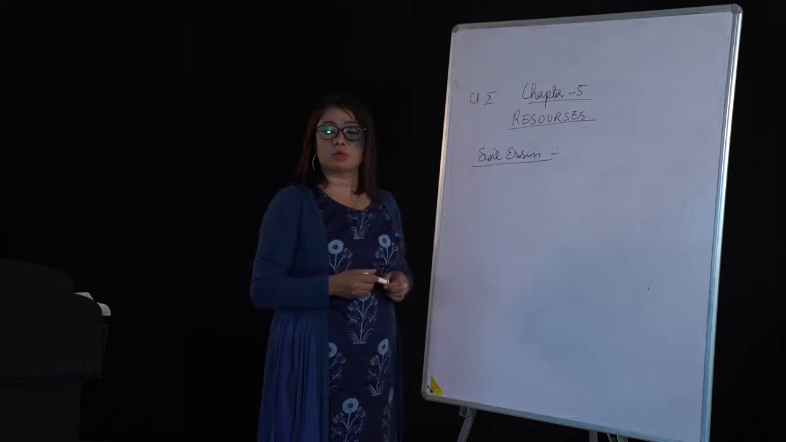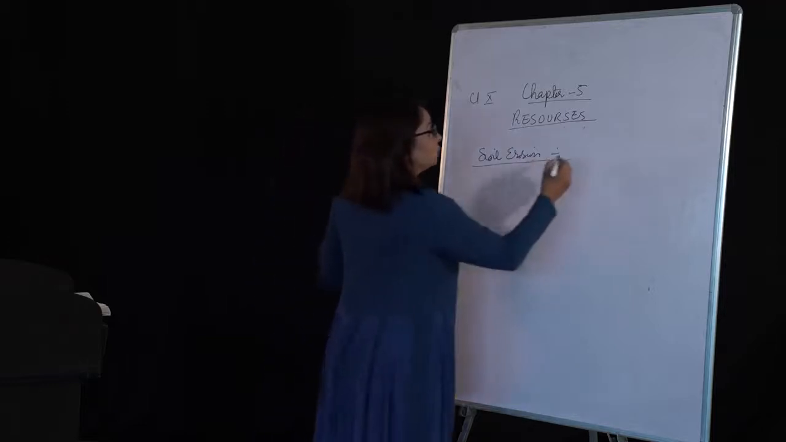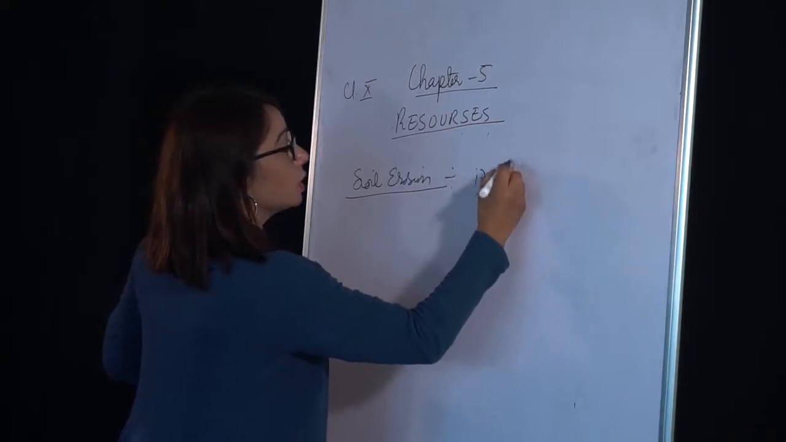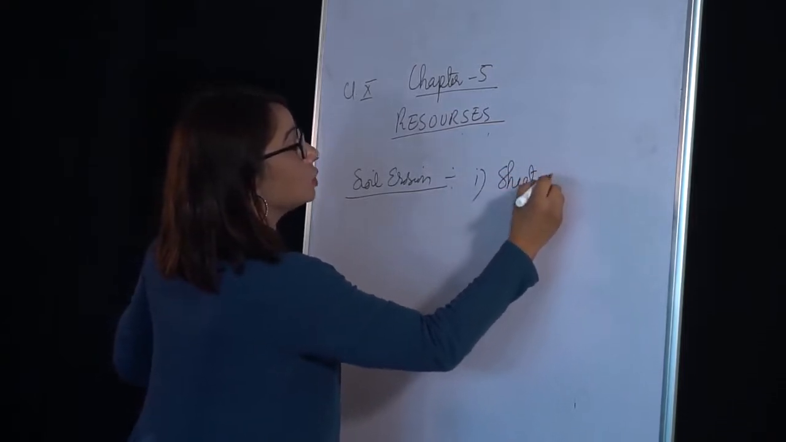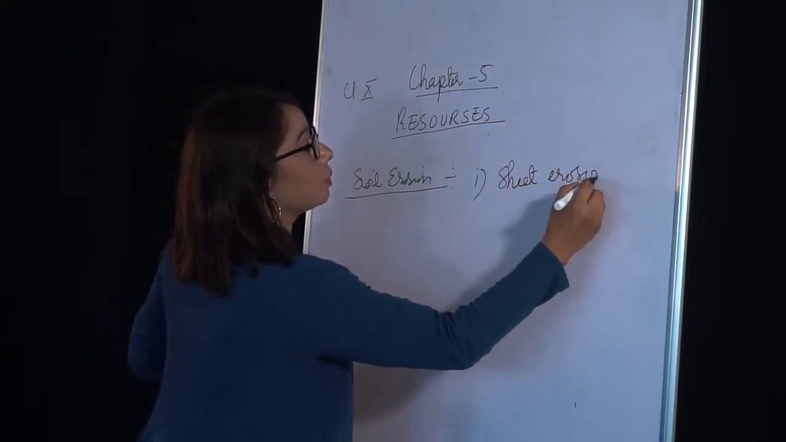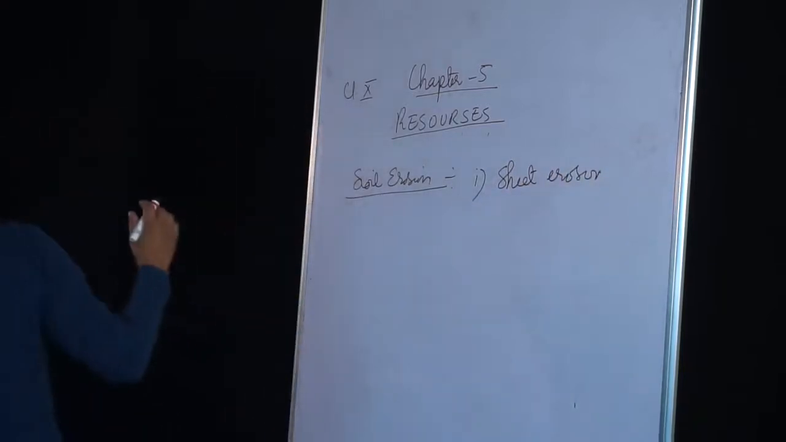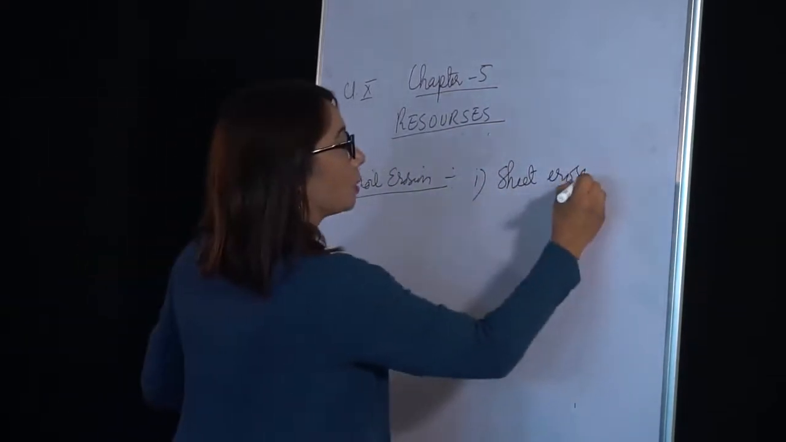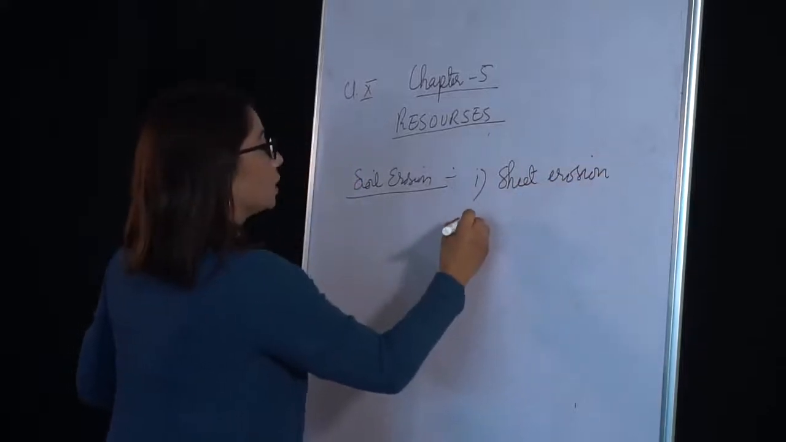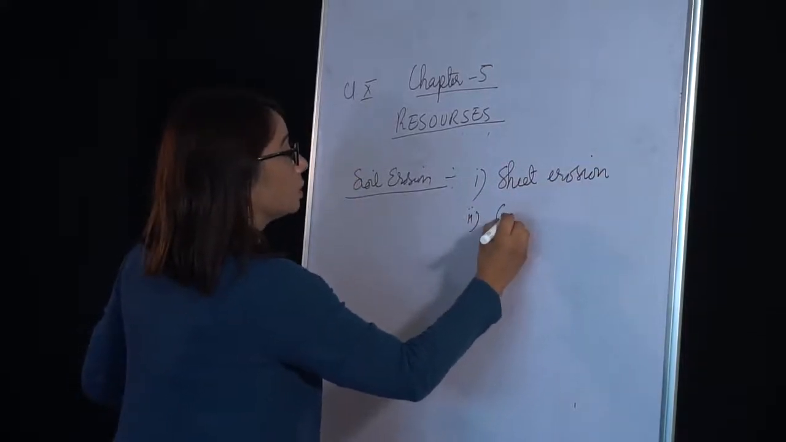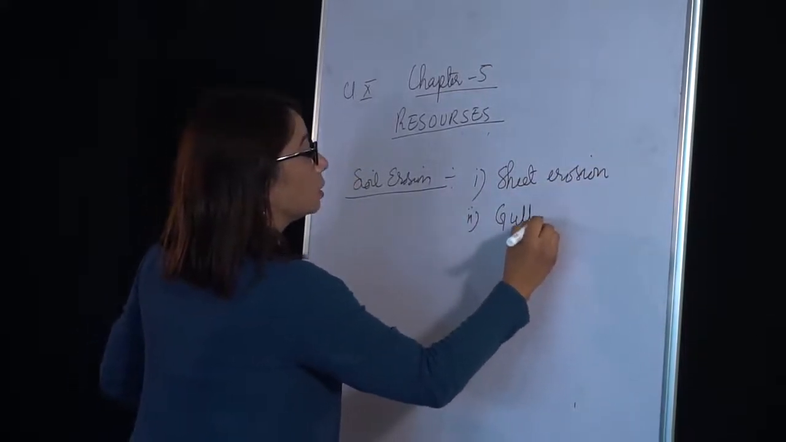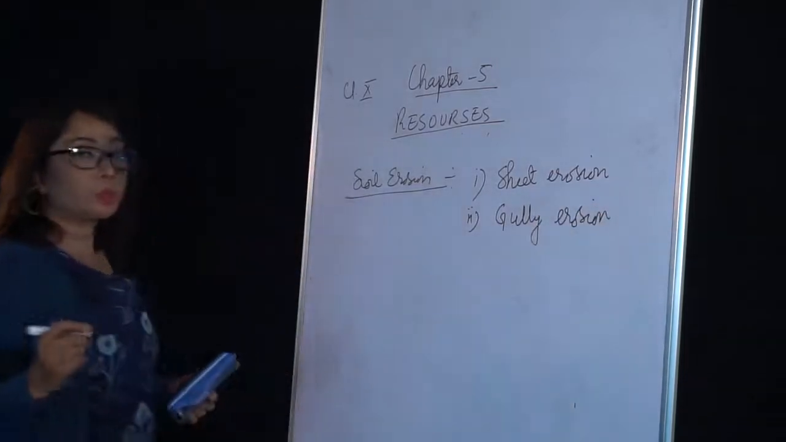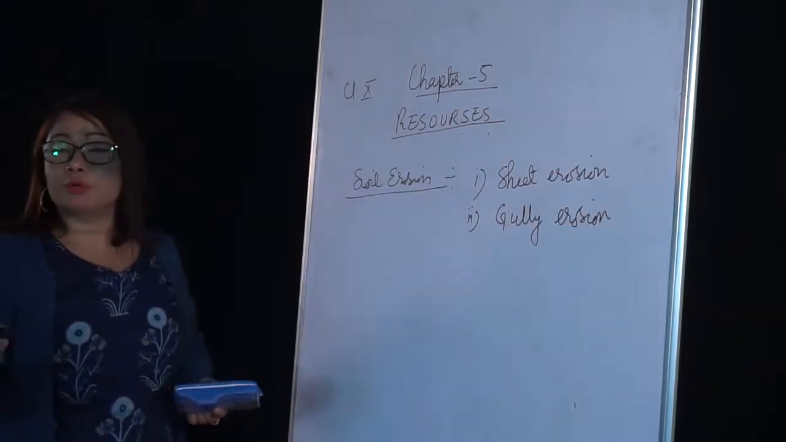The second type of erosion is gully erosion. Let me write here. The first one I have discussed is sheet erosion. The second one was gully erosion.